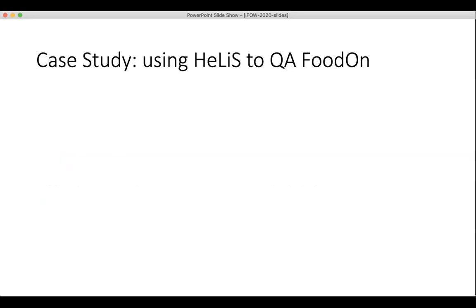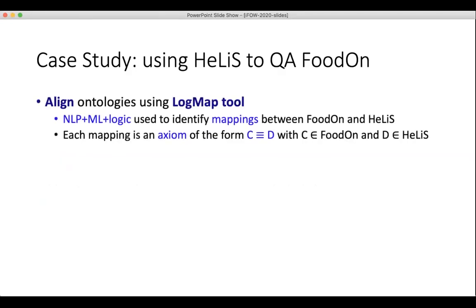So just to show you in a bit more detail how that would work, we did a little case study using Helis and FoodOn. As many of you probably know, Helis stands for the Healthy Lifestyle Ontology, something like that anyway, and it covers food, health, and other such things. So it has quite a good overlap with FoodOn. We used our LogMap tool to do the alignment, but you could use any alignment tool that you like. This tool identifies mappings between the two ontologies. A mapping is an equivalence axiom saying that a class in FoodOn is equivalent to a class in Helis.